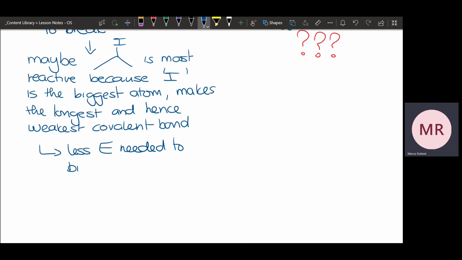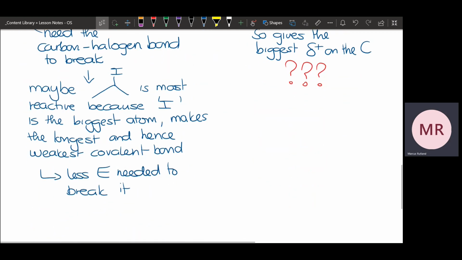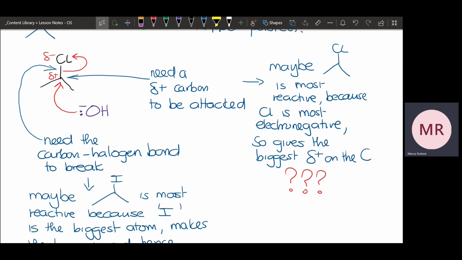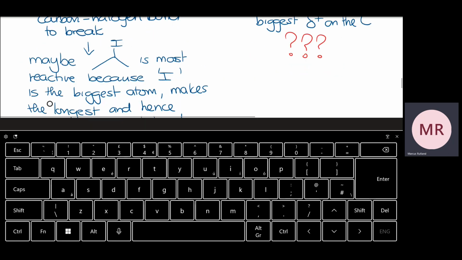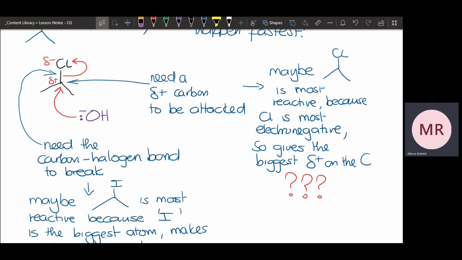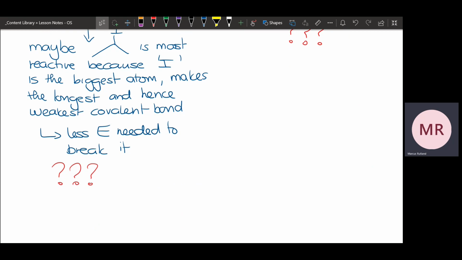So a lot of life is limited by the amount of energy available. And hence, if something requires a lot of energy, it's less likely to happen. So we've got two conflicting things here. If what controls reactivity is the size of the delta plus on the carbon, hence how open it is to attack, then it will be the 2-chloropropane that's most reactive. If, however, it's the bond strength of the carbon-halogen bond that controls reactivity for haloalkanes, then it'll be the 2-iodopropane that's most reactive. And so what is the answer?